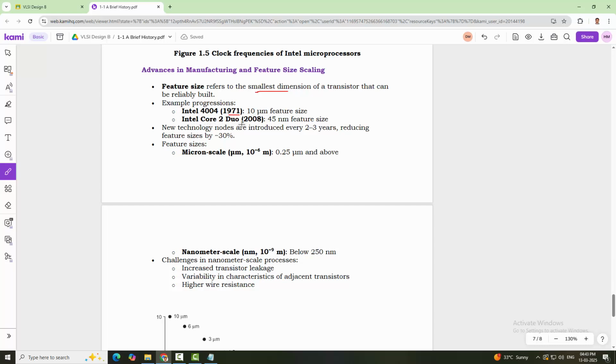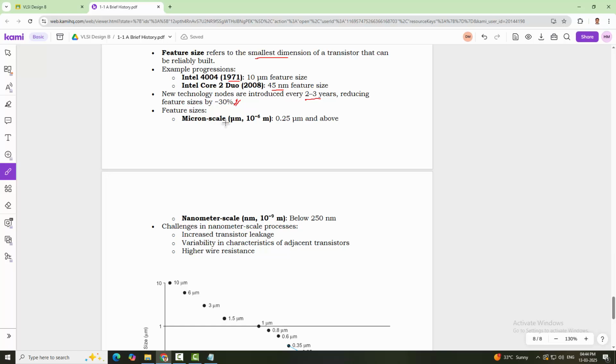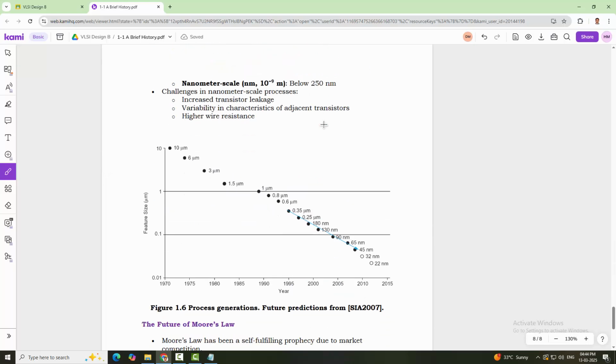The Intel Core 2 Duo processor that was released in 2008 had a feature size of 45 nanometer. New technology nodes are also introduced roughly every 2 to 3 years, which reduces the feature sizes by 30%. Feature size includes the micron scale, which is micrometer, 10 to the power of -6, 0.25 micrometer and above. Nanometer scale is 10 to the power of -9, which is below 250 nanometer. That is the feature size.